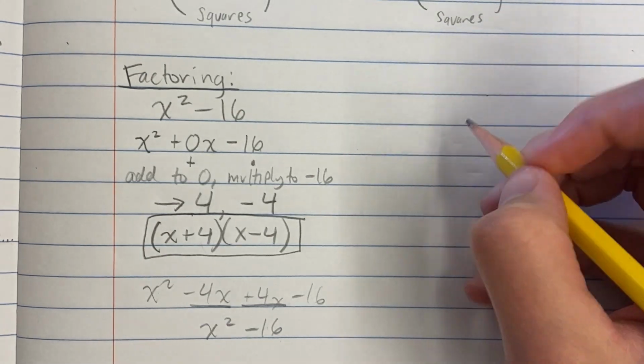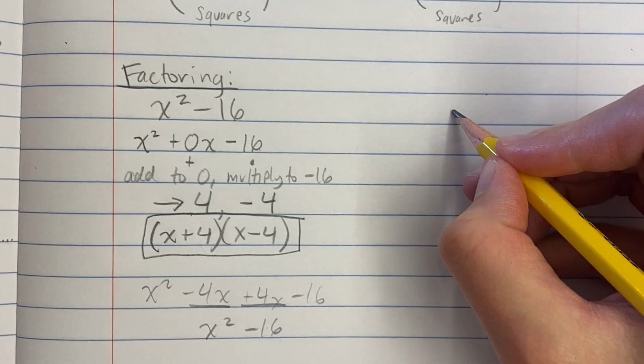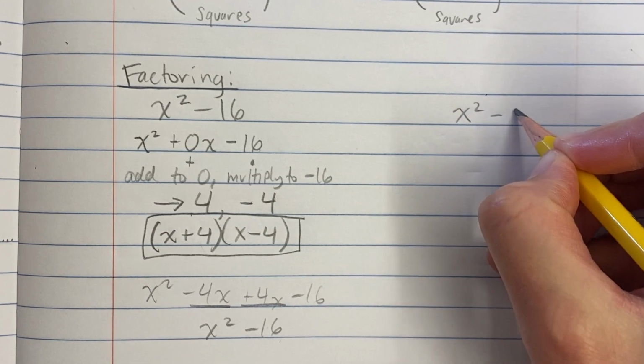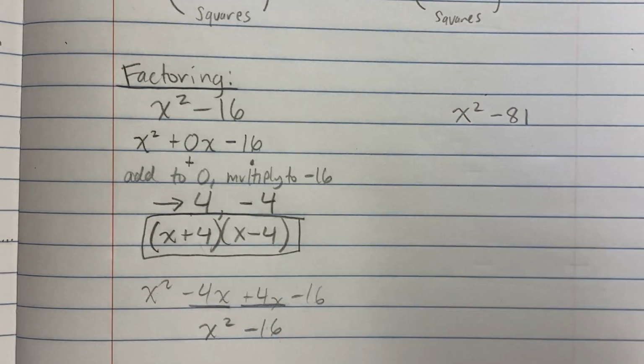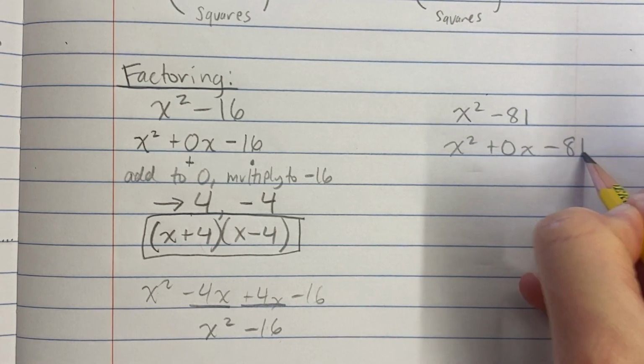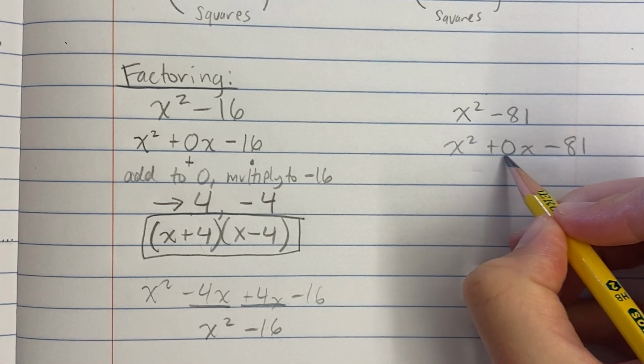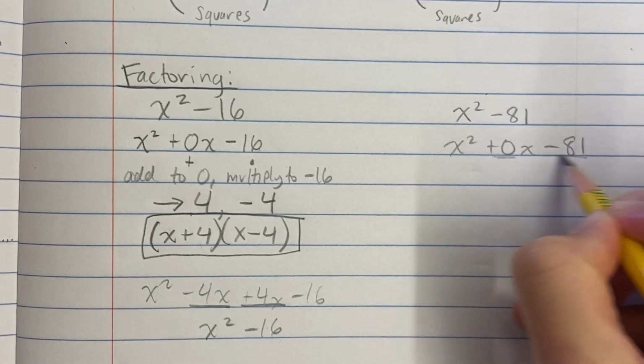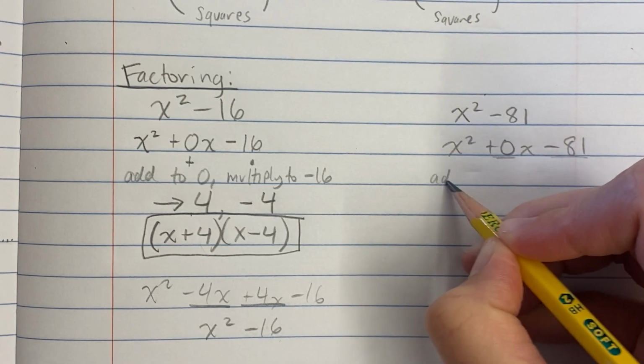Let's just do it one more time so you can see it. When I do it this second time, I want you to observe and see if you can find a little pattern or a shortcut. Again, this is x squared plus 0x minus 81. So I'm looking for 2 numbers that add to 0 and multiply to negative 81.